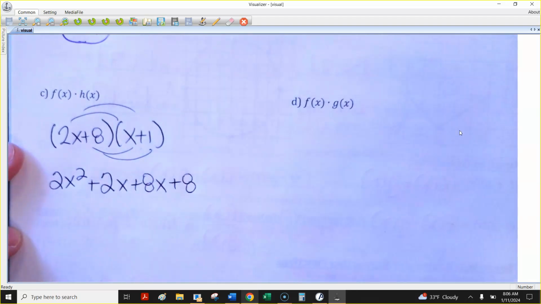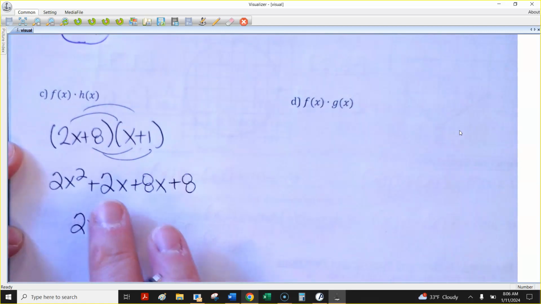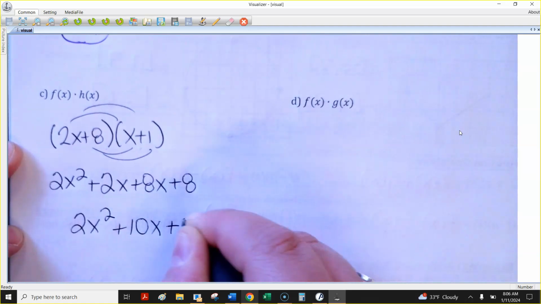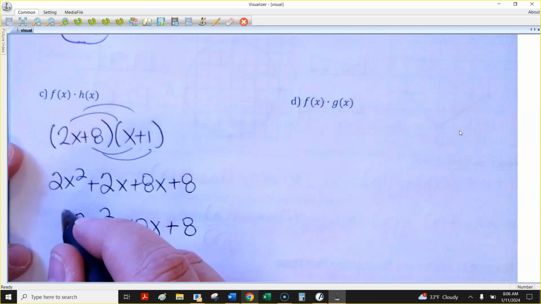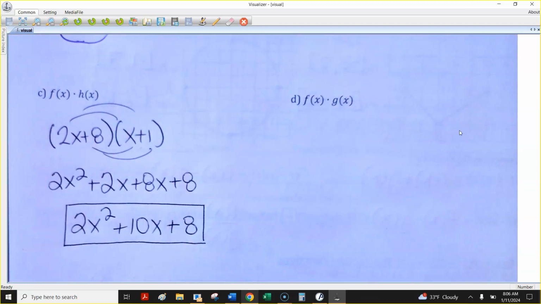And not always, but a lot of the time you can combine some like terms, which we can here. 2x and 8x are going to give us 10x in the middle there, plus 8. That's in standard form. Now, I know it's probably really tempting. You're probably like, oh, all those terms are divisible by 2. Don't factor that. You're actually multiplying it out to simplify it. So I know you could pull a 2 out and things like that, but just leave that alone. That's going to be your answer.